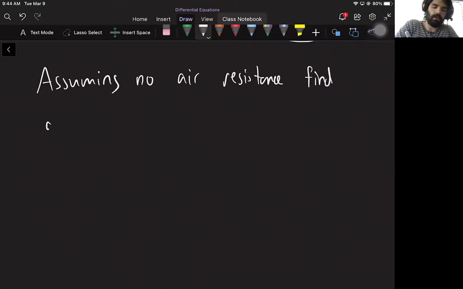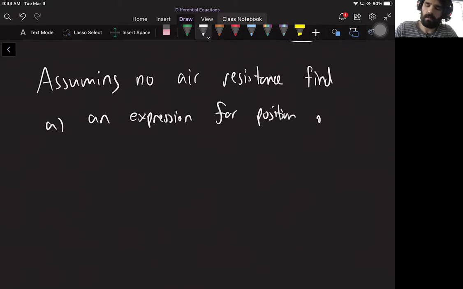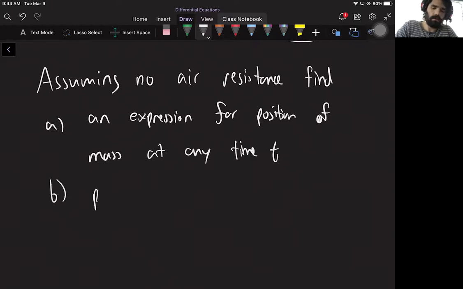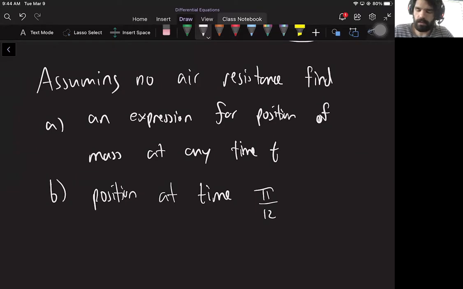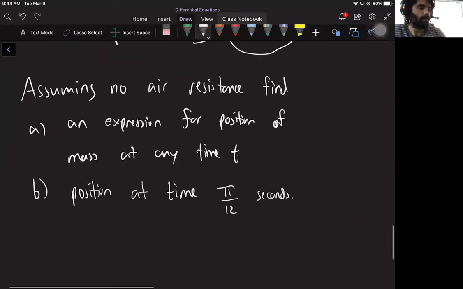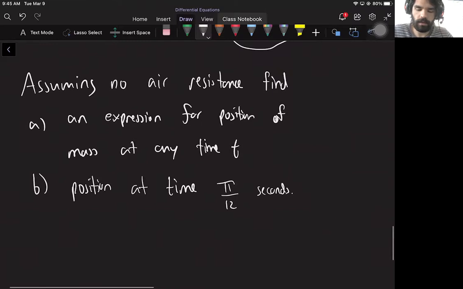Find, so let's do 2 things, part A, an expression for the position of the mass at any time t, and part B, position. So this is just using what we're going to do in part A. And what is the position? Where is the mass at time pi/12 seconds? Okay, so we already know our differential equation, but now we just got to fill everything in.